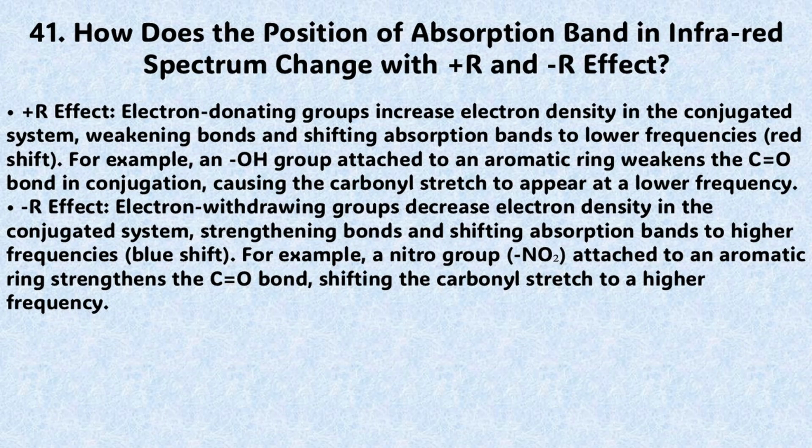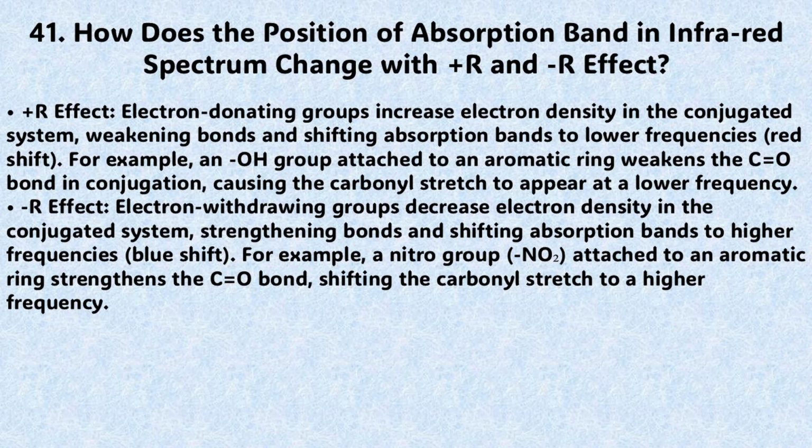The next question is question number 41. How does the position of absorption band in infrared spectrum change with +R and -R effect? The answer to this question is very simple. +R effect: electron-donating groups increase electron density in the conjugated system, weakening bonds and shifting absorption bands to lower frequencies, red shift. For example, an OH group attached to an aromatic ring weakens the C=O bond in conjugation, causing the carbonyl stretch to appear at a lower frequency.